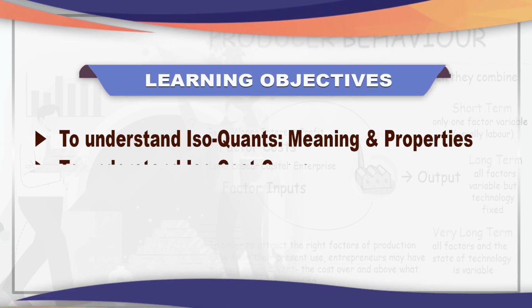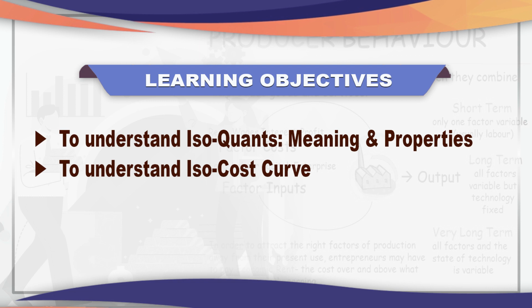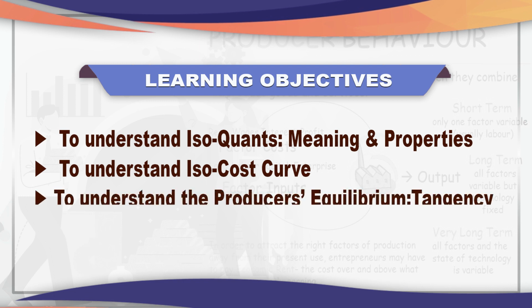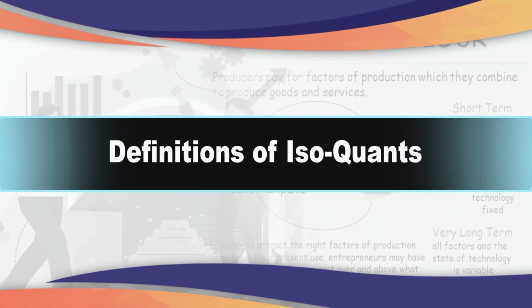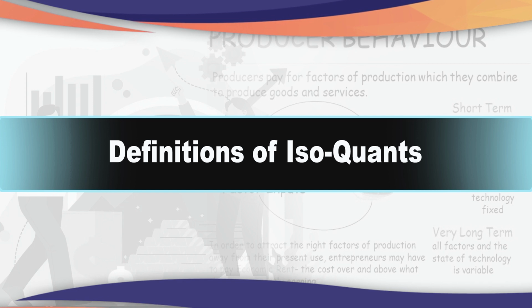First, we will try and understand the meaning of isoquants. Further, we also look at the properties of isoquants. Then we move on to understanding the meaning of isocost curve. Finally, we conclude the session by understanding the producer's equilibrium, where we look at the point of tangency and the least cost combination. Let us start with the definitions of isoquants.